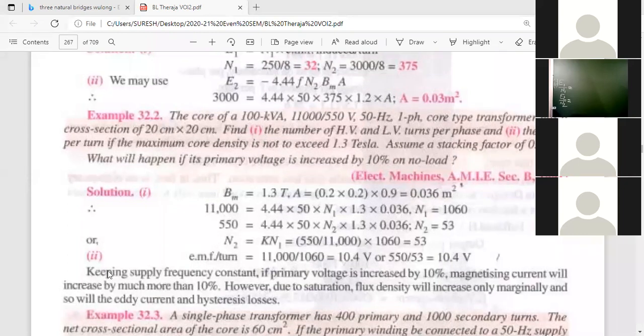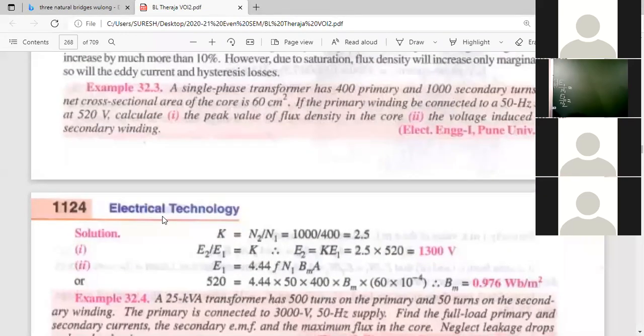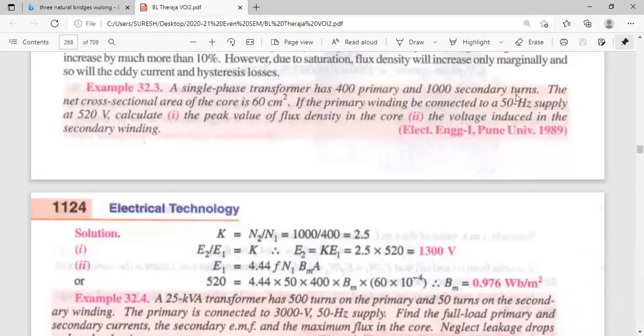Okay. Next, we'll go to the next problem. I have already shared this textbook to you in the WhatsApp group, you can go through the textbook. Take down the next problem. A single phase transformer has 400 primary and secondary turns.